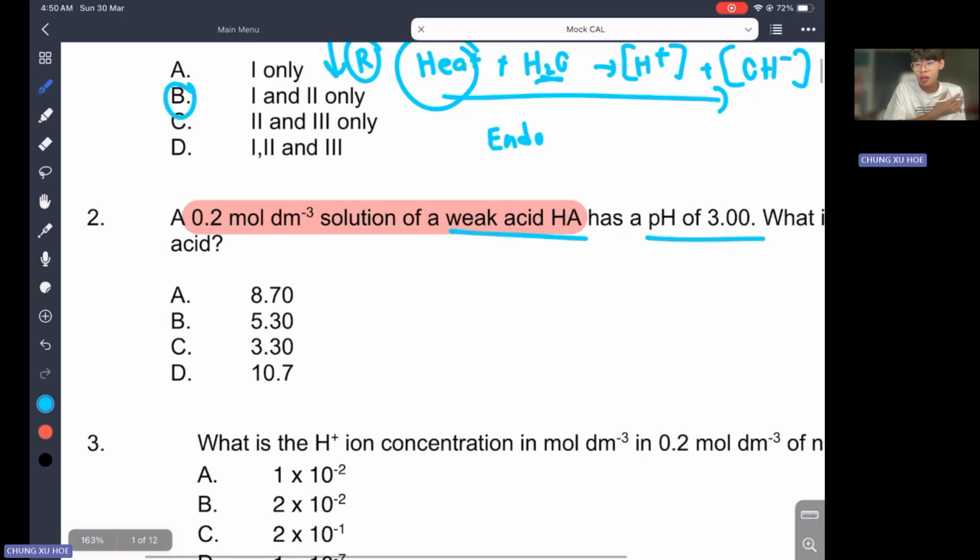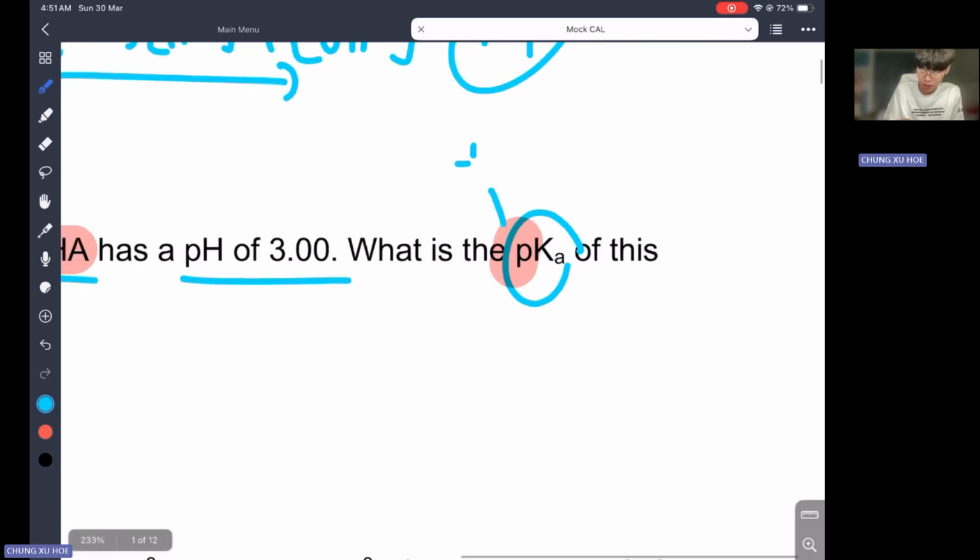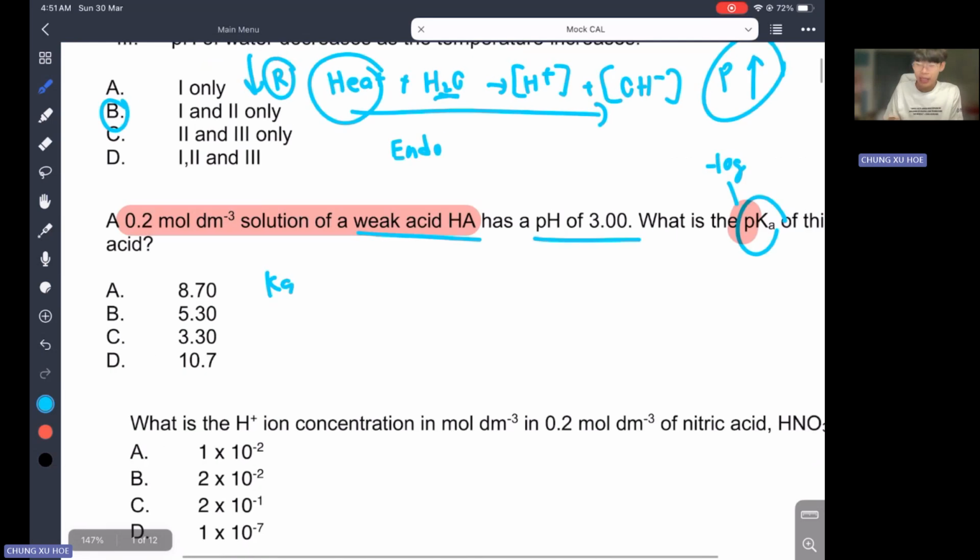So you must know that. Sorry, let me tell first, just in case you don't know, what does the P mean? Usually we just mention Ka, but the P here just means negative log. If they mention pKa, it means negative log Ka. If they mention Ka, it means Ka. So we find the Ka first, and then with negative log Ka, we get pKa.